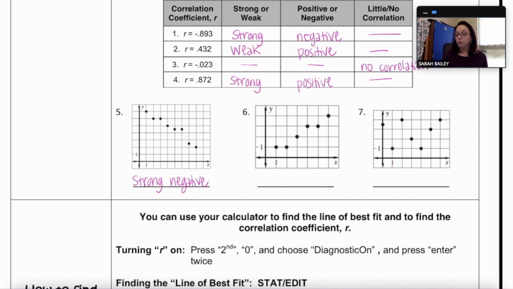Number 6 would have a positive correlation or association. Would you go strong or weak on this? I'd say this one would be more weak, okay? A weak positive. And number 7, there's not going to be a correlation there. So I'm going to say no correlation.